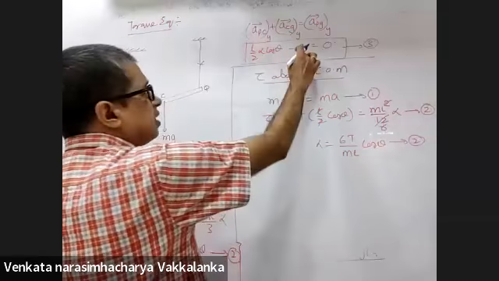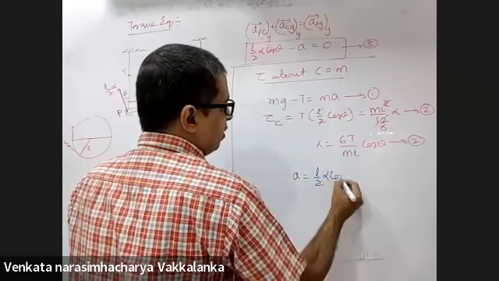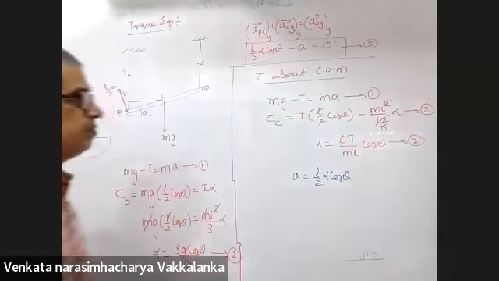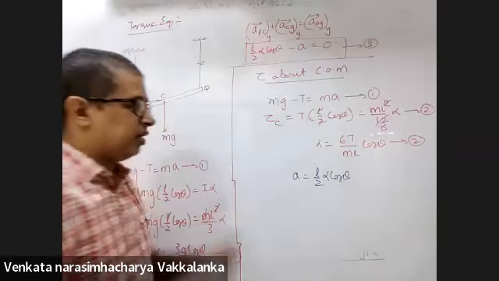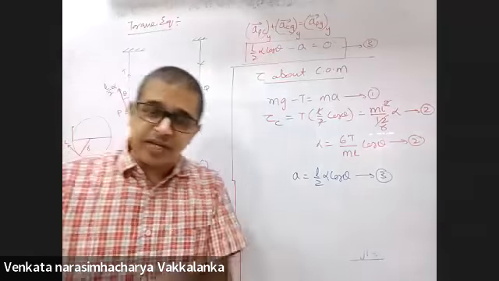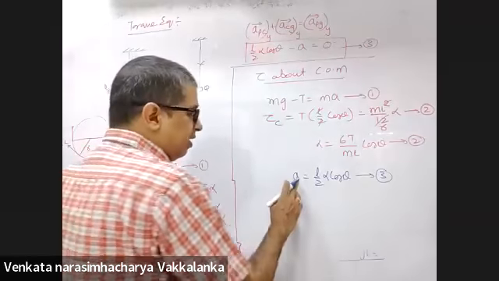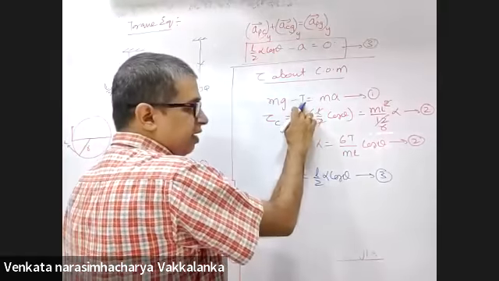Third equation is the constraint, same thing. A is equal to L by 2 alpha cos theta. Third equation is the constraint. Right? Constraint will not change whether you have taken the torque about C or P. Now my requirement is T.